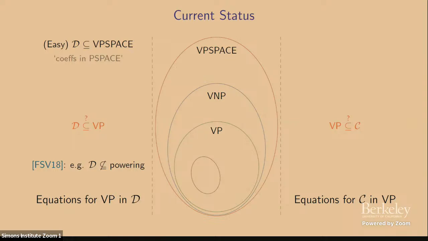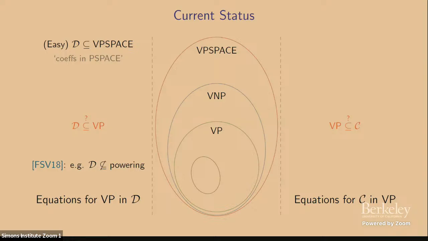So we know that there is this large class called VP space. It's studied by several works, but it's not that popular, not right now. It has equations for VP. And this basically comes from the fact that if you want to find an equation for VP, it boils down to solving an exponentially large system of linear equations. This you can do using P space. So the coefficients are computable in P space.